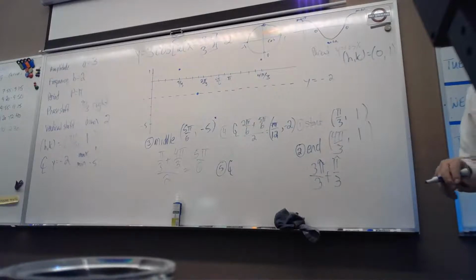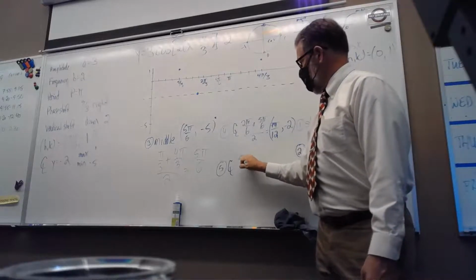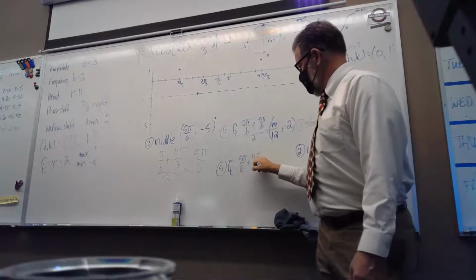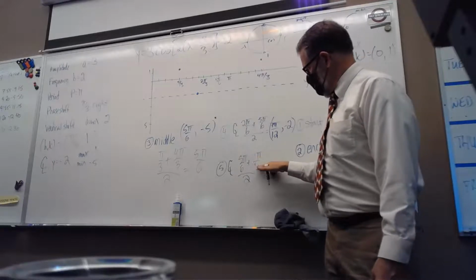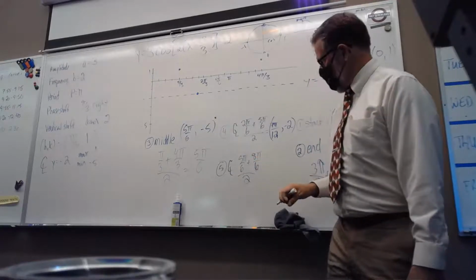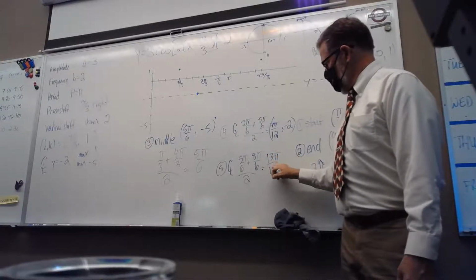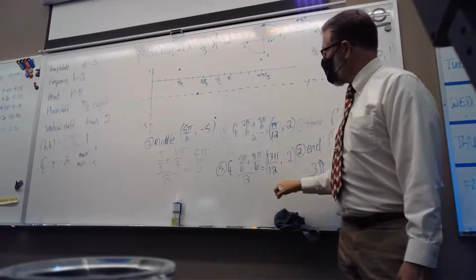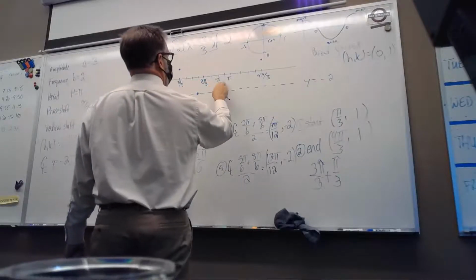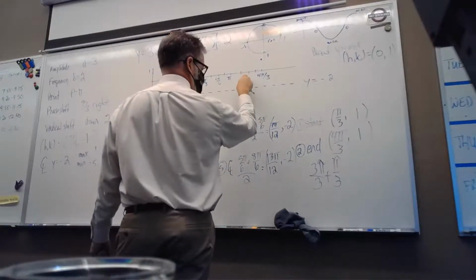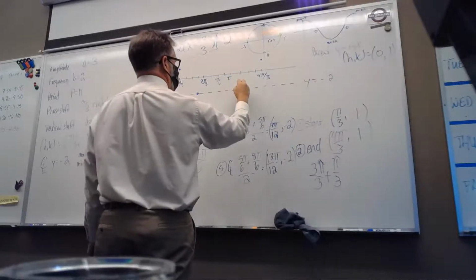Akil, last. 5 pi over 6 plus 4 pi over 3 divided by 2. And that turns 4 pi over 3 into 8 pi over 6. Then I get 13 pi over 6 divided by 2, which is 13 pi over 12. Cool. 1, 2, 3, 4, 5, 6, 7, 8, 9, 10, 11, 12, 13, 14. 13. I don't know why I said 14.